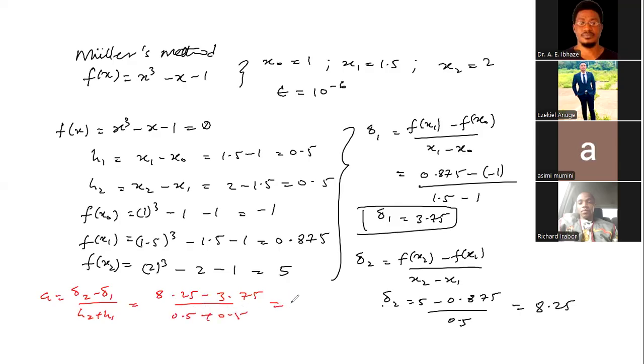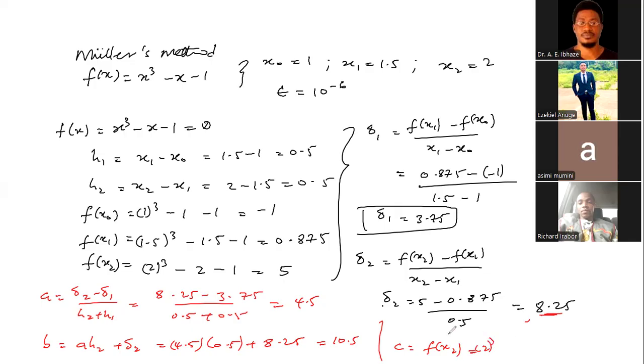So A is 4.5. So we know what A is. And now B is the same as A·h2 plus delta 2, which will give us 4.5 times 0.5 plus 8.25. Delta 2 is 8.25, so this will give us 10.5. So what is C? C is the same as f of S2, which is 2 cubed, I think we already did that, minus 2 minus 1, which is 5, right?